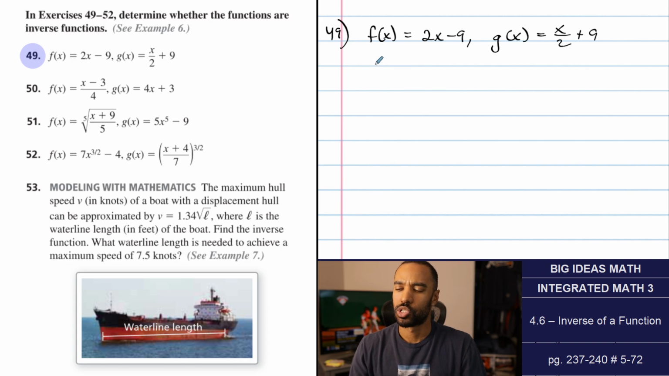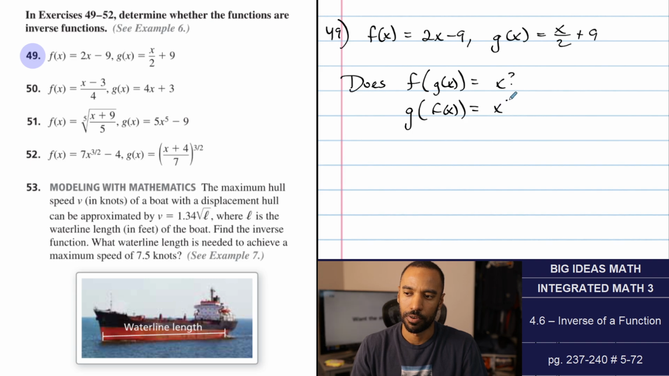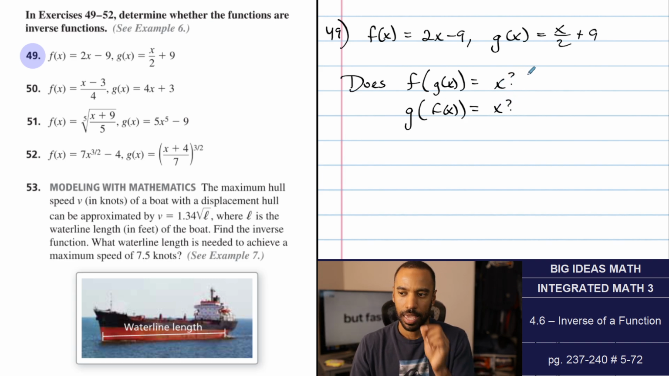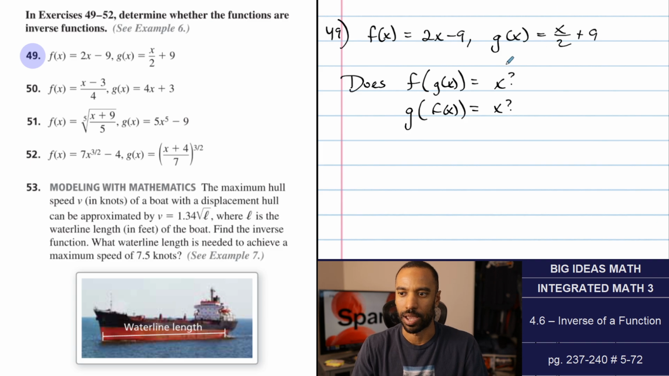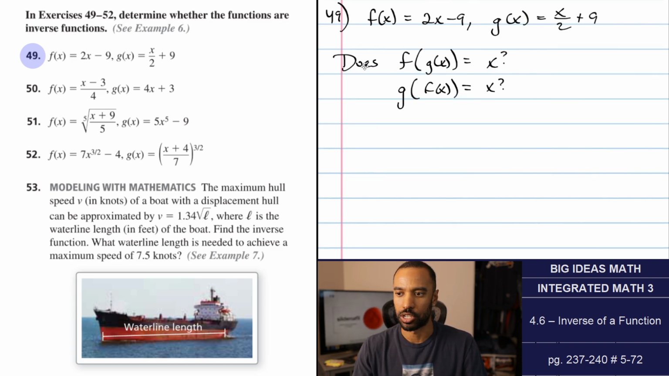All right, anyway, so what we're going to see is we're going to ask this question. Now, I'm not going to write this each time, just the first time. Does f of g of x equal x, and does g of f of x equal x? Both need to be true for this to be correct. If one isn't true, then it's not correct. So that's what I was stating before. So this was the overall question.